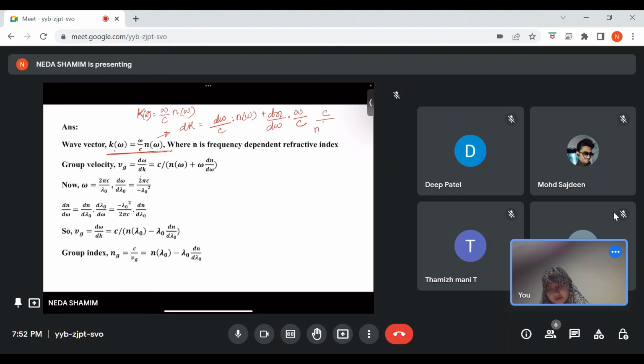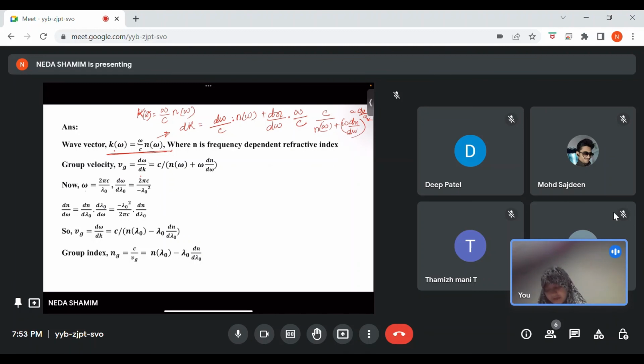I hope you can do the maths, right? We need just d omega by dk. So the whole thing comes here: c by n of omega plus omega dn by d omega. That is equivalent to d omega by dk. I hope you understood this. The maths is clear. Do let me know if there's any discrepancy or if I have done some wrong step. So this will be your group velocity.